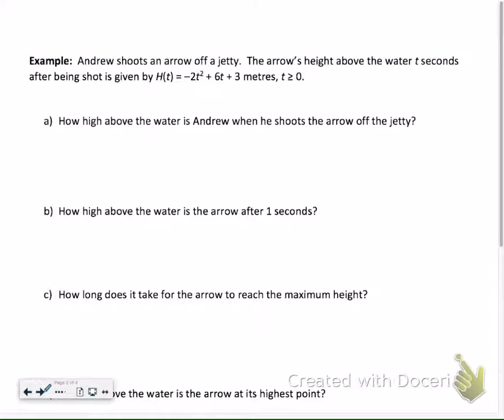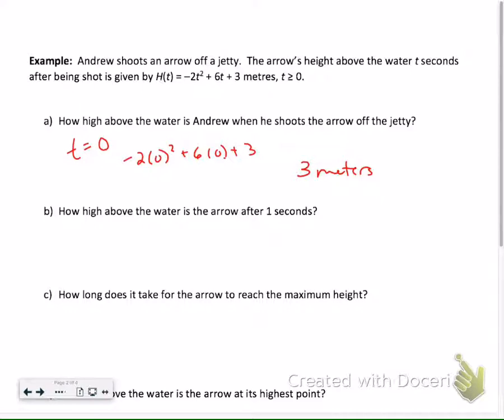That should be obvious, but a lot of times I do put that in there just as a precaution. So how high above the water is Andrew when he shoots the arrow off the jetty? When he shoots the arrow, that's when time starts, at time 0. So t equals 0, which you don't even need to physically plug in. You can look at it and see the answer is 3 meters. That's an initial value. That's your y-intercept.